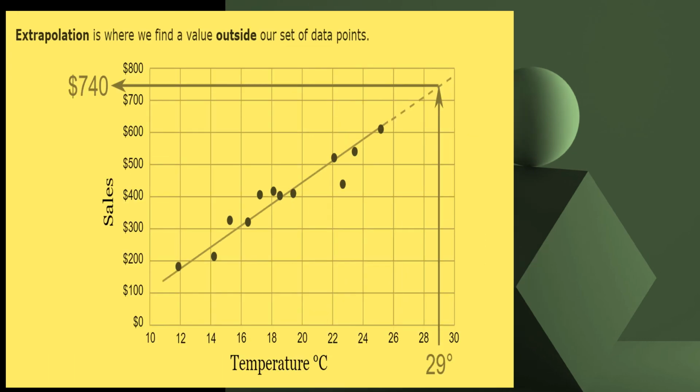In the same way, we can also find a value outside the given data points. That is, say for 29 degrees, we can find the approximate sales as 740 using the line of best fit. So this method is called extrapolation. Extrapolation is where we find a value outside our set of data points. So the line of best fit helps us find the interpolation and extrapolation.